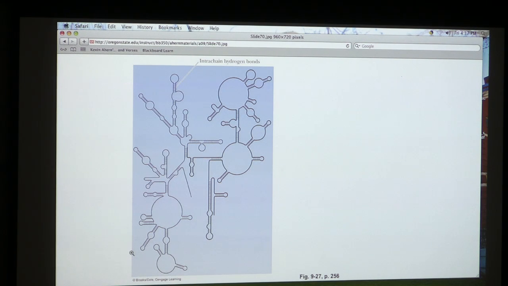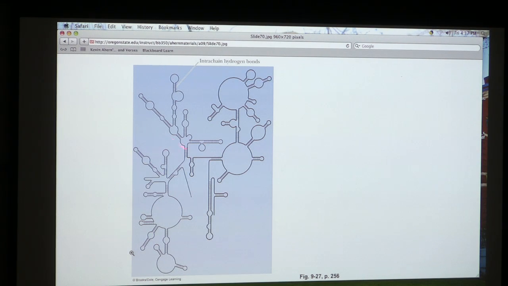Now, I'm not going to tell you what the functions are here. There are two big functions that we'll talk about with ribosomal RNAs. I'm not going to talk about those here because we'll talk about those during translation. But needless to say, that is an odd structure, and yes, that structure is very, very important.